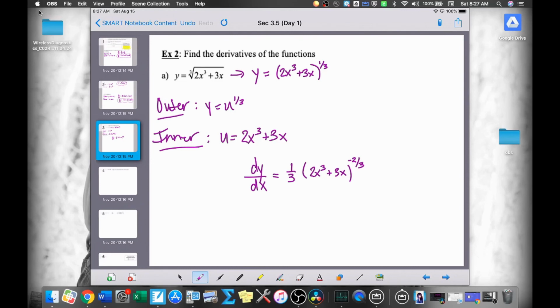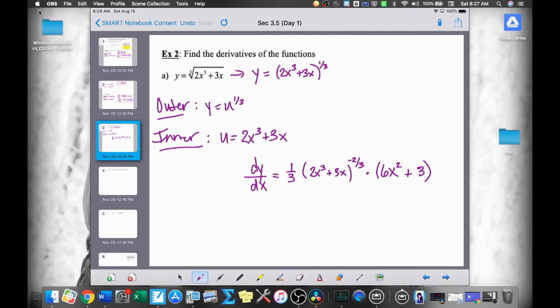And then I have to multiply by the derivative of the inner function. The derivative of 2x cubed plus 3x. I bring the exponent 3 down. It gets multiplied by the 2. So that's going to be 6x, and then the cubed becomes squared, plus the derivative of 3x is just 3. All right, now how do I rewrite my answer?